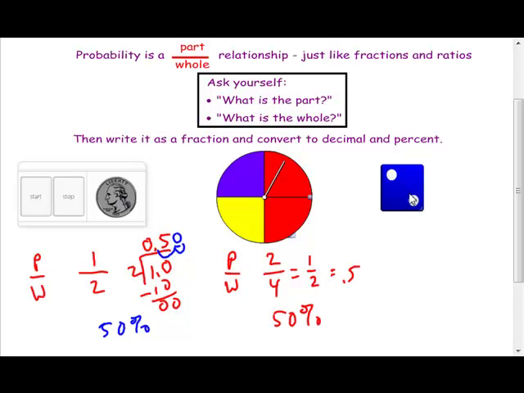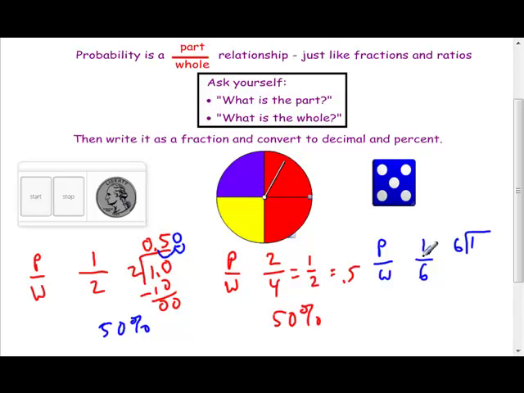Now we have a die, and we can roll that. We know that a die has 6 sides. So what is the probability of us rolling this 5? So we go with part to whole, and our part, there's only one 5, so we can write that down. And our whole, there are 6 sides on this, so it is a 1 out of 6 chance. Or we can convert that to a decimal. 1 divided by 6.